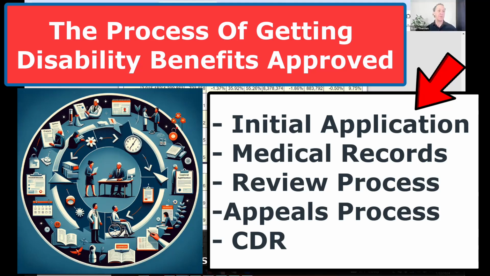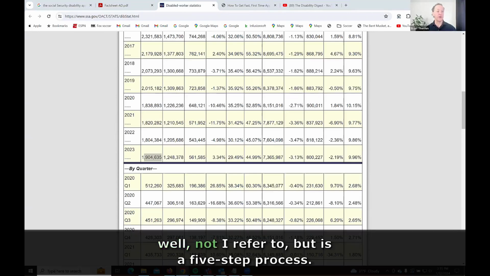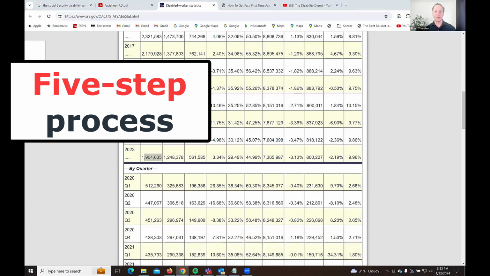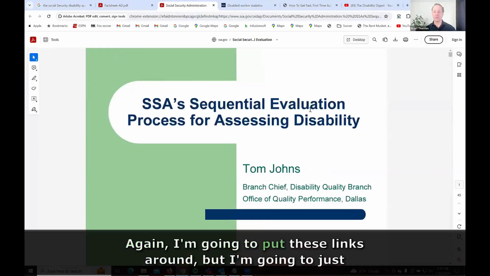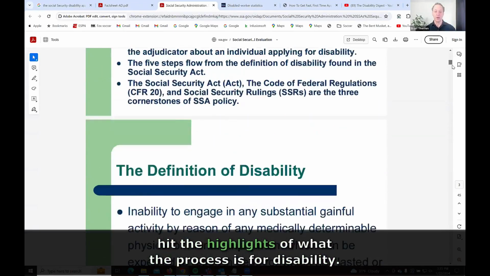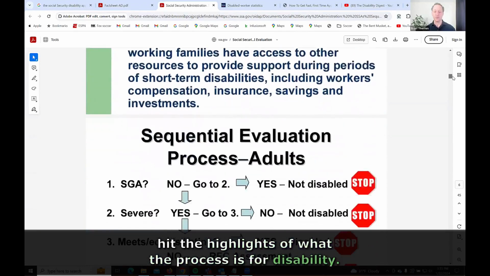I want to talk about the process of getting disability benefits approved. Social Security has what I refer to as a 5-step process. And again, I'm going to put these links around, but I'm just going to hit the highlights of what the process is for disability.